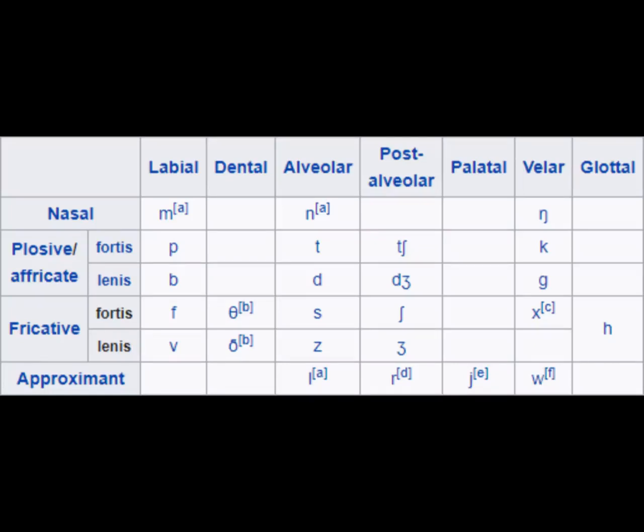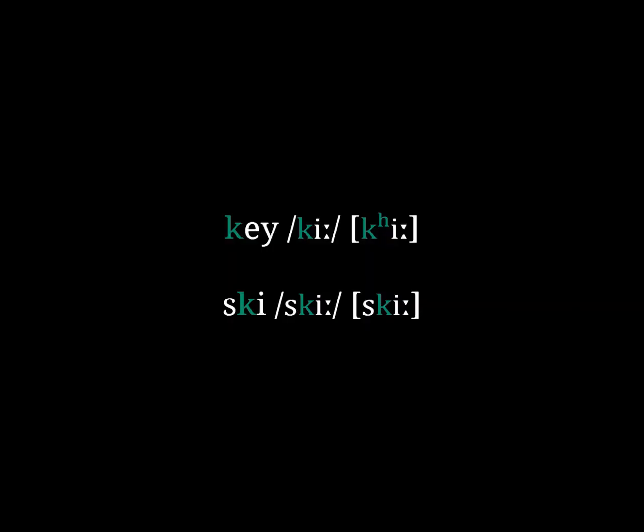Voiceless stops in English, like in LdP, are both voiceless and aspirated. This is easiest to notice by pointing out a context in English where they are not aspirated. The K in ki is aspirated, but the K in ski is unaspirated.